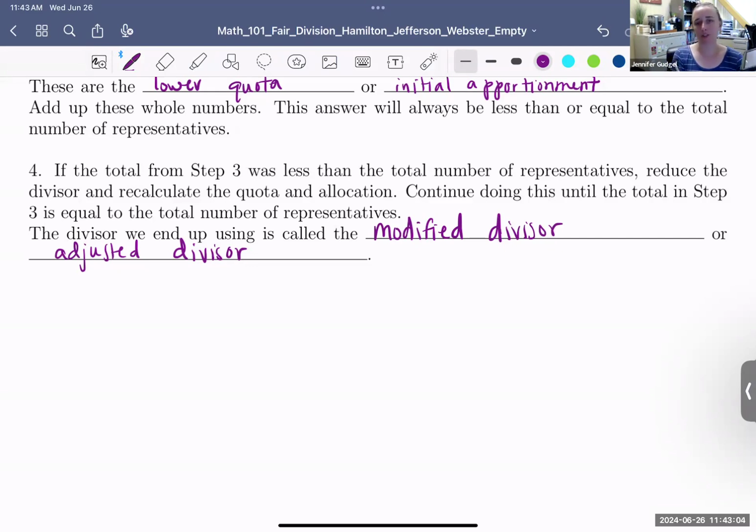We're going to go and do some examples so that you can see this in action, see how it differs from Hamilton's. Now Jefferson's.